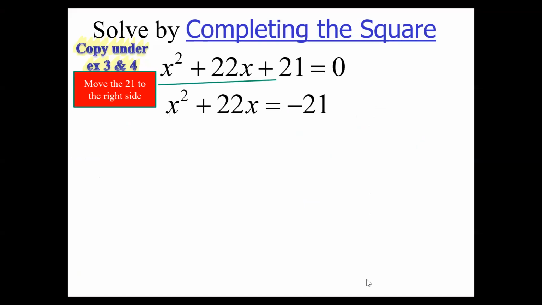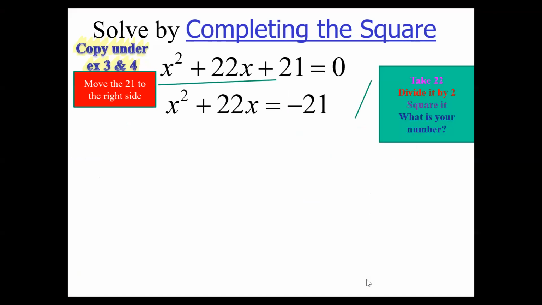Okay, so first thing I'm going to do is move that 21 over to the right side. The opposite of a positive 21 is a negative 21. Then we'll take the middle number, divide it by 2, and then square it. So 11 times 11 is 121. I'm going to add that number on both sides.